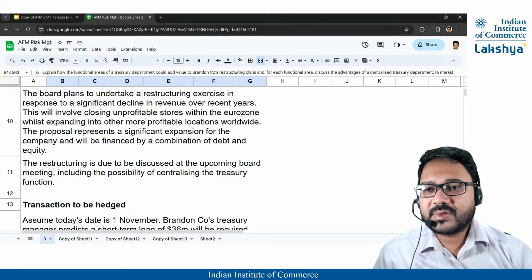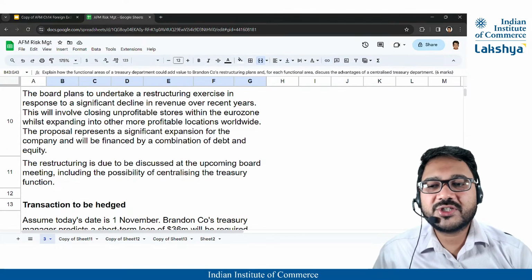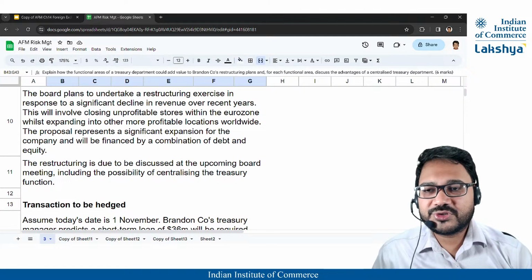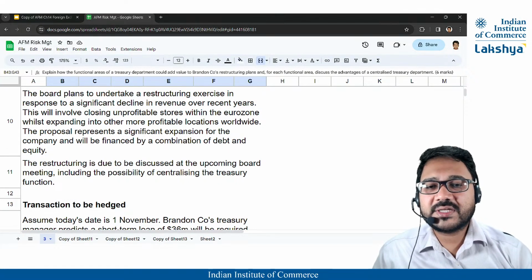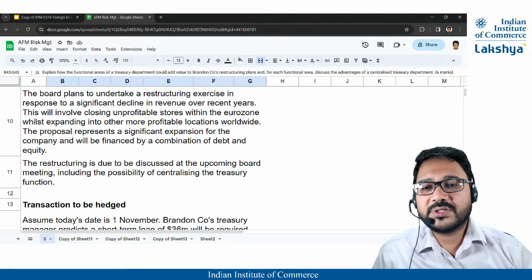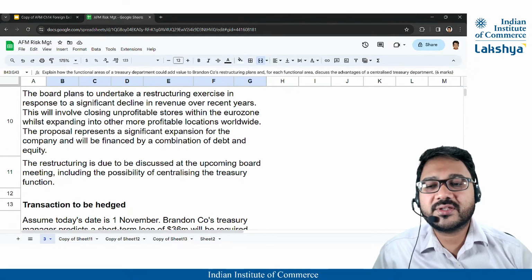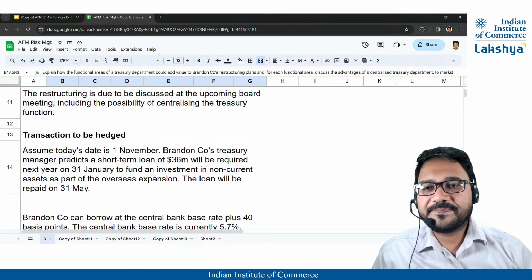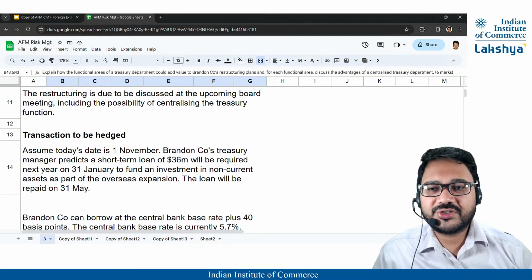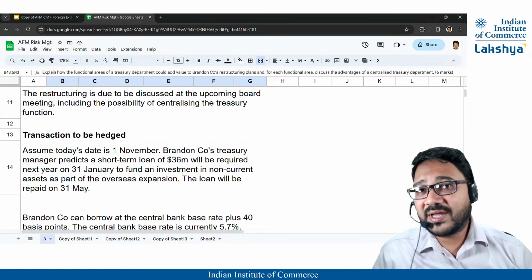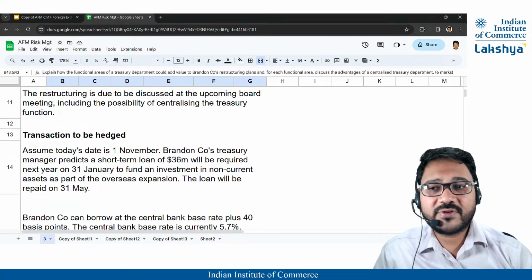Now, how are they going to finance the whole thing? With a combination of debt and equity, which basically means they would also require a lot of funding in the near future. The restructuring is due to be discussed at an upcoming board meeting, including the possibility of centralizing the treasury function. So they are considering centralizing the treasury function. We need to give advantages of a centralized treasury department based on certain functional areas very relevant to this particular company.